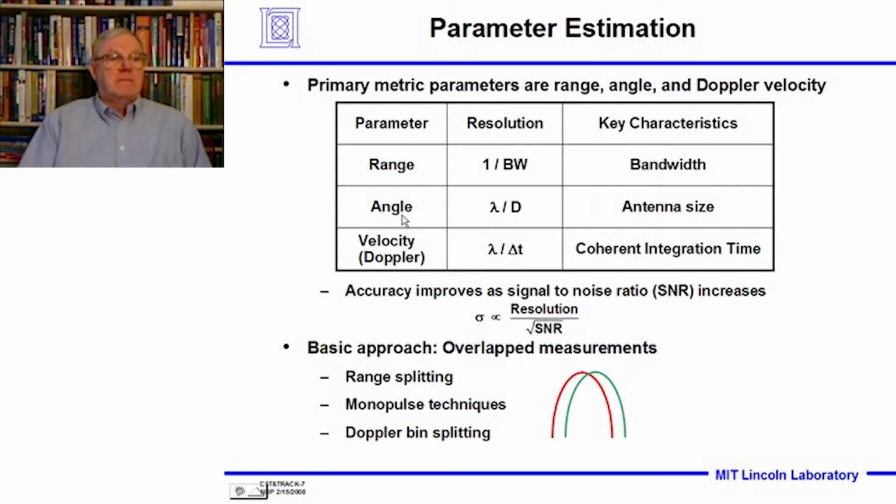From the size of the angle beam, that will determine to a great extent our angular accuracy, along with the wavelength of the radiation. The beam width is lambda over d, remember from our antenna lecture, and the Doppler velocity measurement resolution is proportional to the wavelength and inversely proportional to how long we coherently integrate. So if we have a given wavelength radar and we coherently integrate a long time, we'll get very small Doppler resolution, very good Doppler resolution.